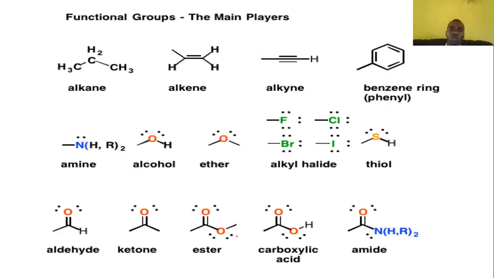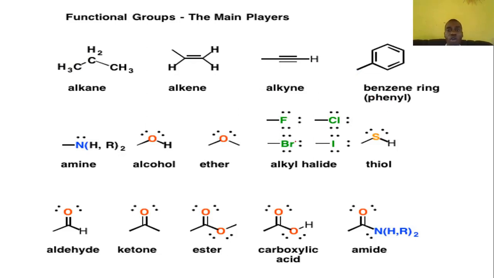Okay, so just a recap on the various functional groups that we have and those that are going to change the naming. We've got the alkanes. By now, people should know that alkanes have a carbon-carbon single bond. Then the alkenes have a carbon-carbon double bond. Then we've got the alkynes, which have a carbon-carbon triple bond. We've got the benzene ring, which can also be called a phenyl group.